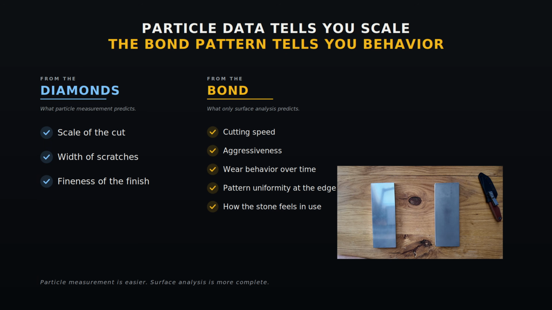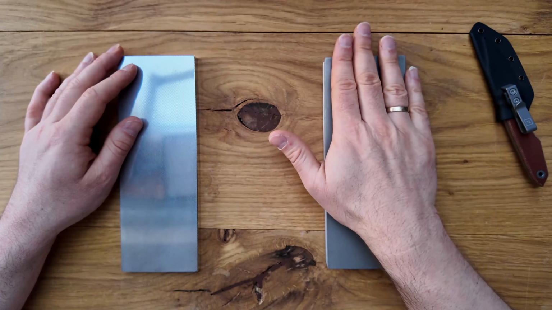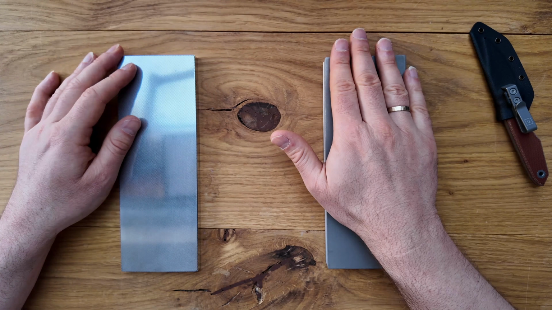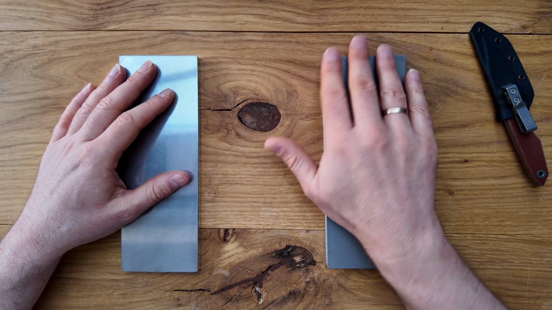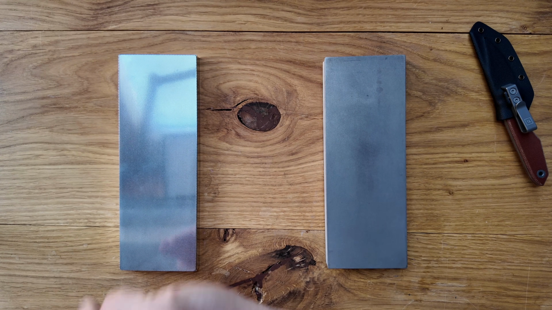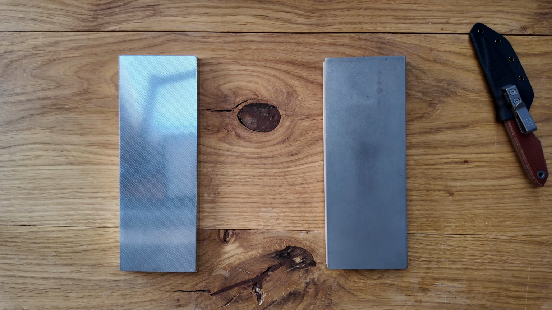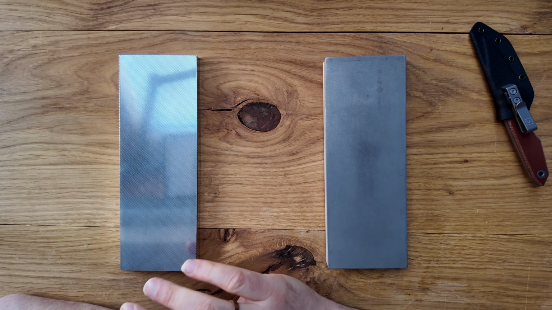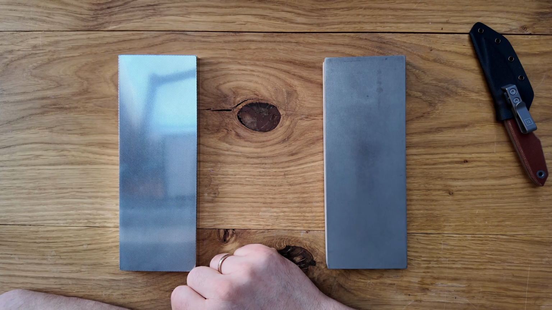Particle measurement does not tell you everything. It doesn't tell you how aggressive a stone will feel, how fast it will remove material, or how it will hold up over time. The Atoma cuts faster than the Sharpal, and that is not predicted by particle size alone. It is predicted by how those particles are mounted, how high they sit above the bond, and how the stone is built. So in conclusion, grit rating is not a reliable predictor of scratch pattern, but abrasive structure is.